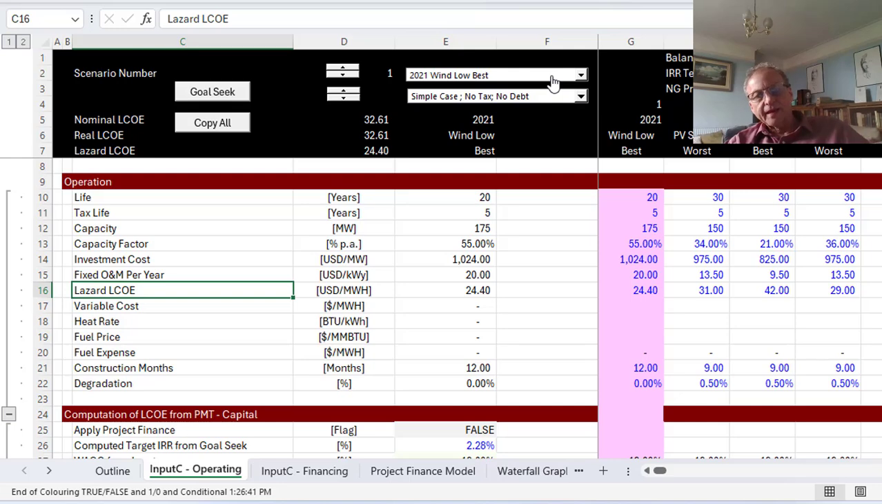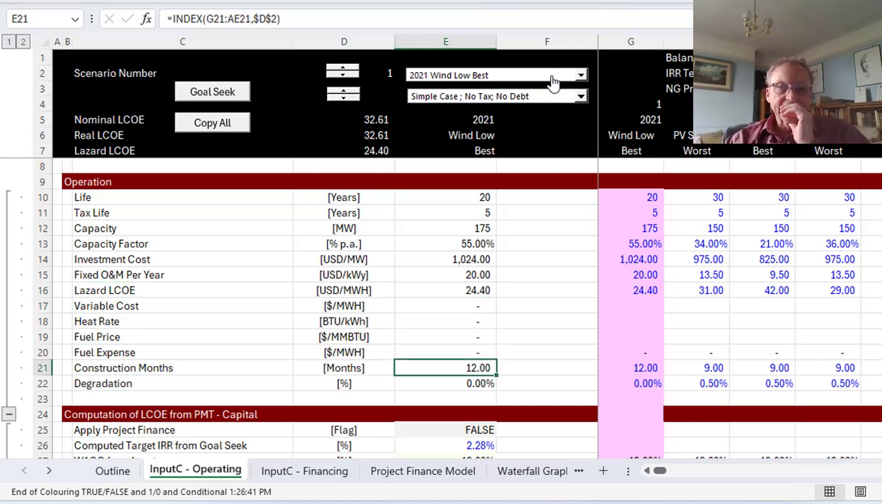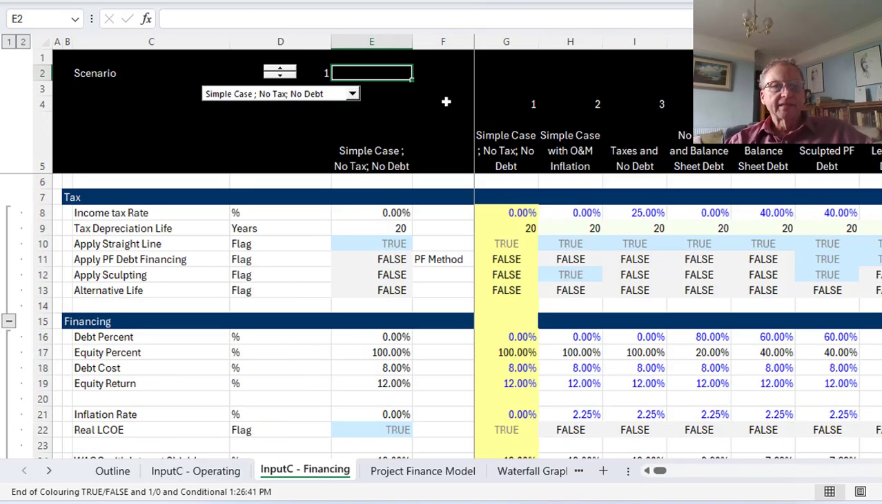Okay. And now let's just work through this financial model. All I'm doing on this one is, if we take this simple case, it's the very first case. You notice I used a different color. No tax rate, 20-year depreciation life, which is kind of irrelevant. We'll use straight line depreciation. We'll have no debt financing, all equity, and in this case, we have no inflation rate.